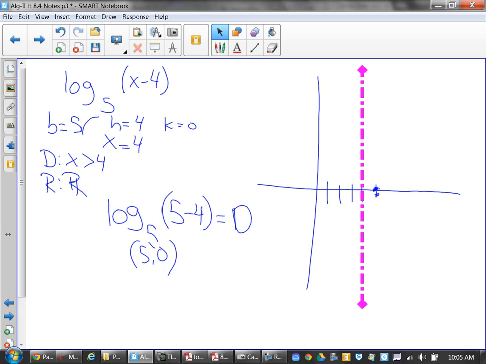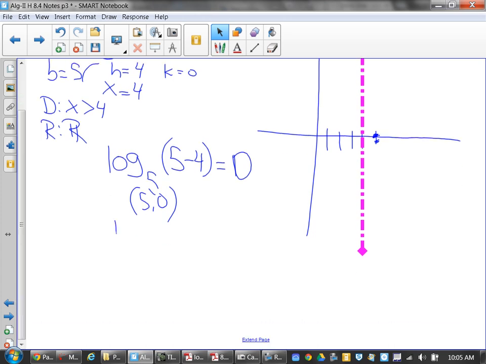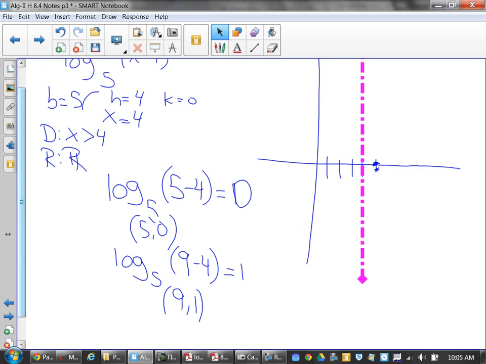Now I want to create log base 5 of 5. So the next one has got to be at 9. Log base 5 of 5 is 1, so this ordered pair is at 9 and 1. Did I get that right before you yell at me? Yes. There you go.